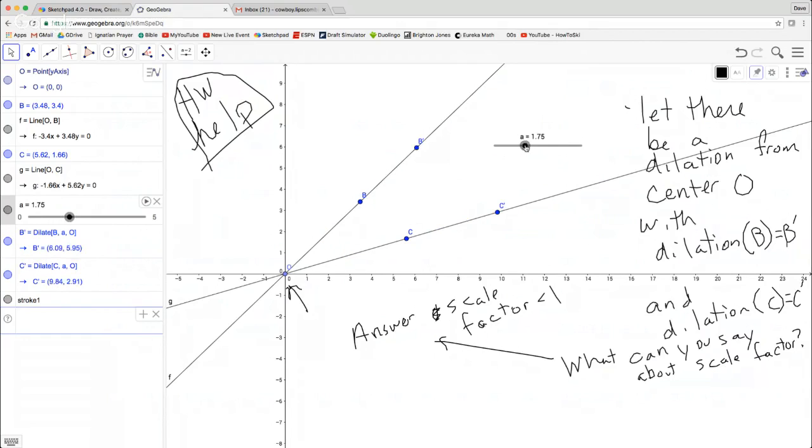If it were to be 2, it would be on the same line as O to B, but it would be twice the size, twice the length away. Similarly, O to C prime would be twice as far as O to C if the dilation factor were 2. So hopefully you kind of see that. We can do something cool here.